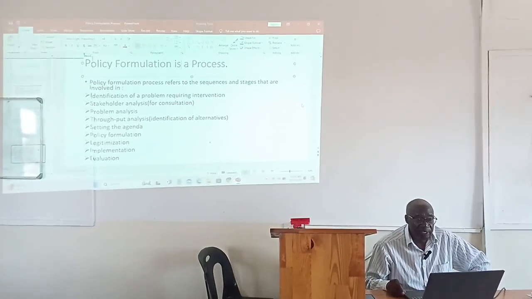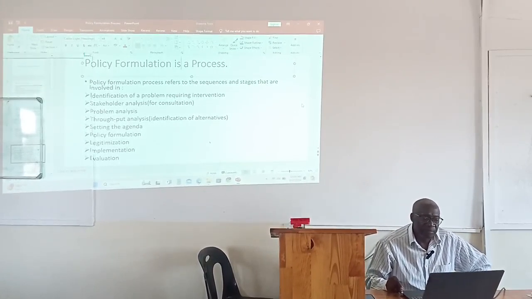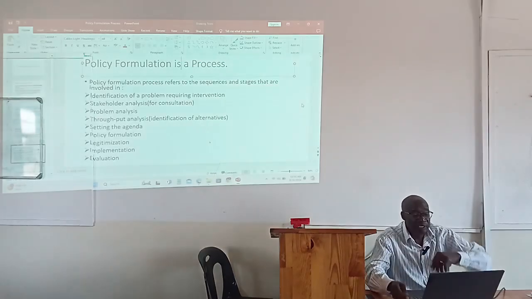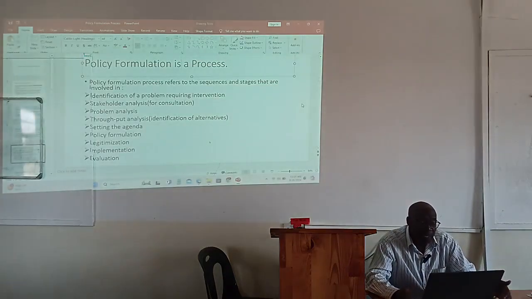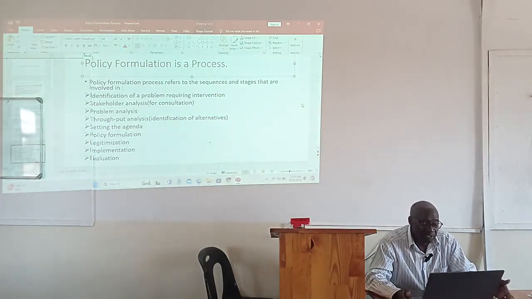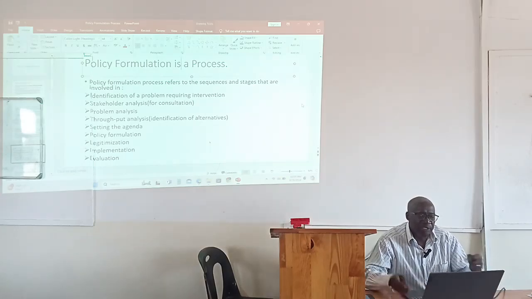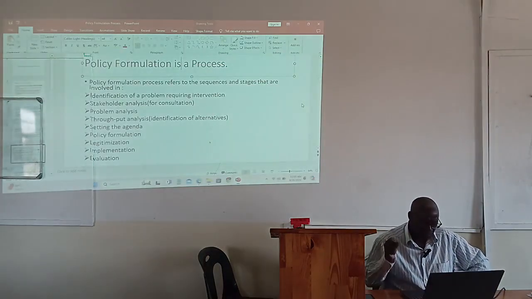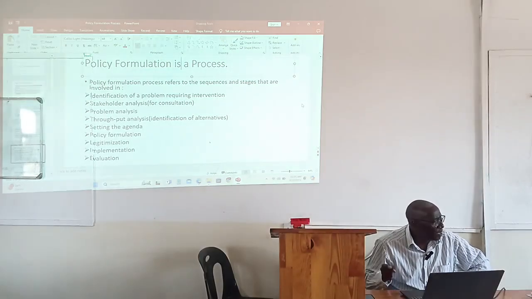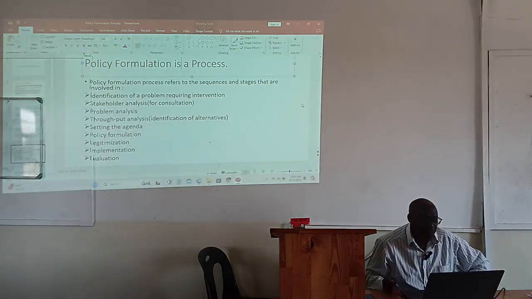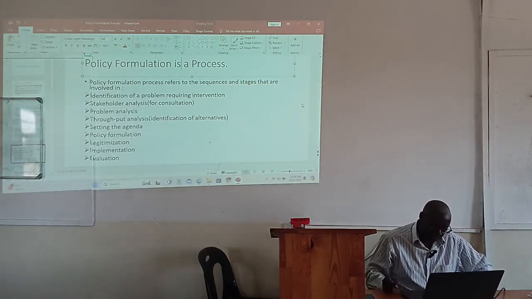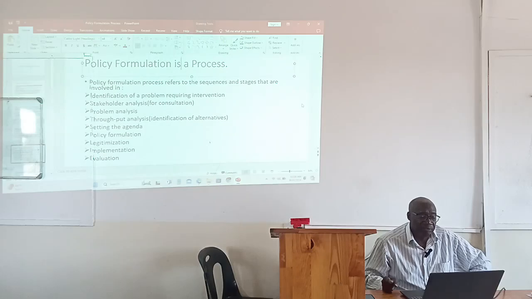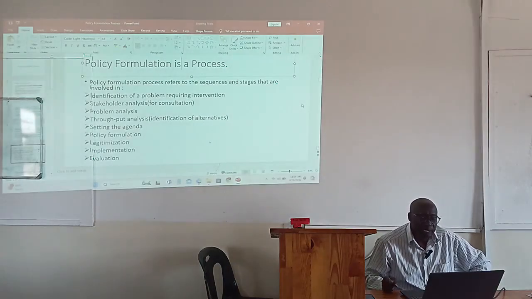what comes to our mind quickly is the sequences and the stages through which a particular undertaking goes. So, policy formulation is a process because it goes through sequences and stages that you must go through in order to come up with that particular policy. And some of these sequences and stages are problem identification, or how you identify the problem that requires intervention.